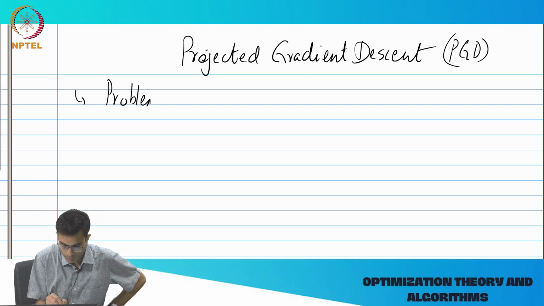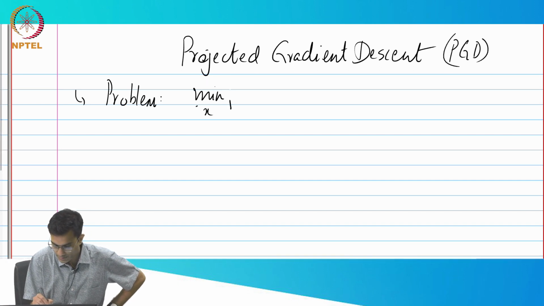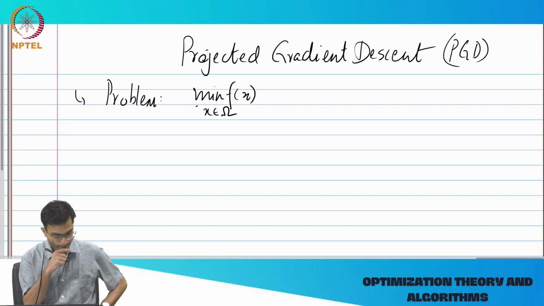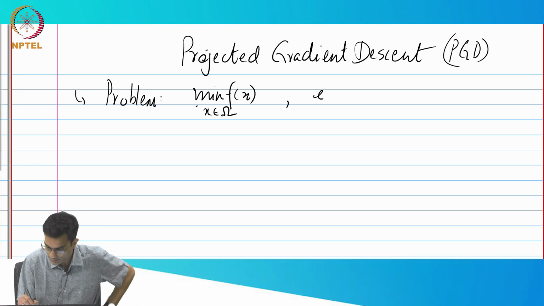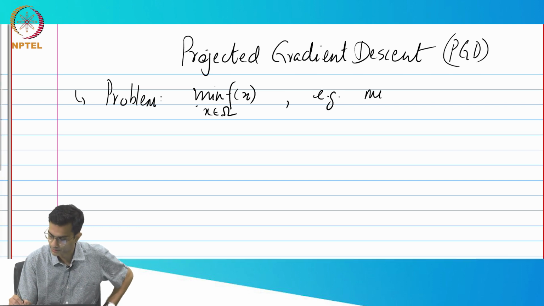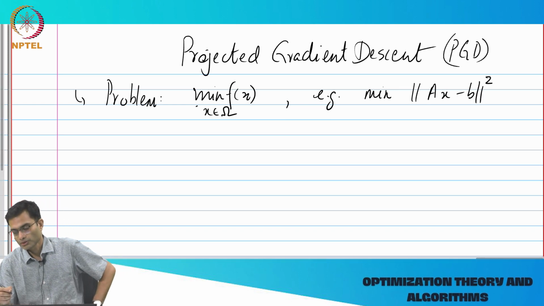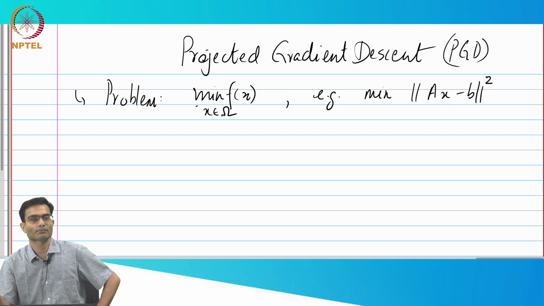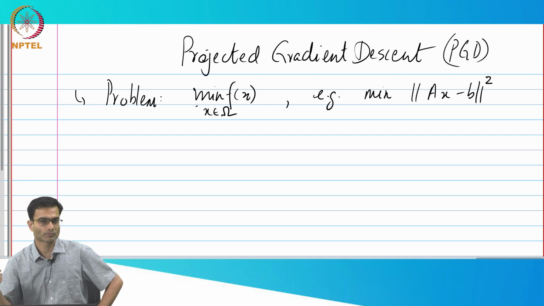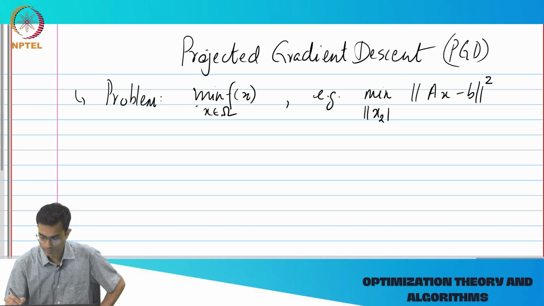So everyone knows what the problem is. I have minimize over x, f of x, where x belongs to some feasible set. As an example of what we will look at, I can have something like this. If I just did minimize (Ax minus b) whole squared, this could be, for example, a linear least squares problem. Now I can make things a little bit more interesting. I can say something like this.